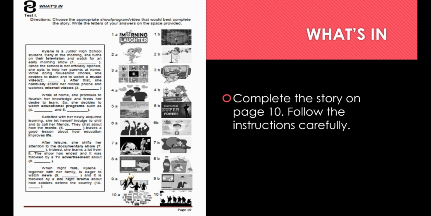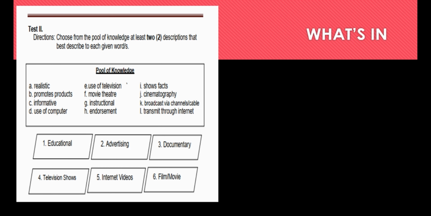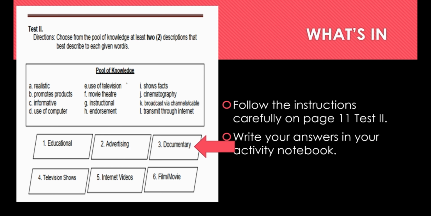Complete the story by choosing the appropriate show, program, or video that would best complete it. Write only the letter of your answer in your activity notebook. Then in Test 2, choose from the pool of knowledge at least 2 descriptions that best describe each given word. For example, in number 1, educational. How would you describe the word educational? Choose from the choices above. Remember, you have to choose at least 2. Now it's your time to answer. Let's go!